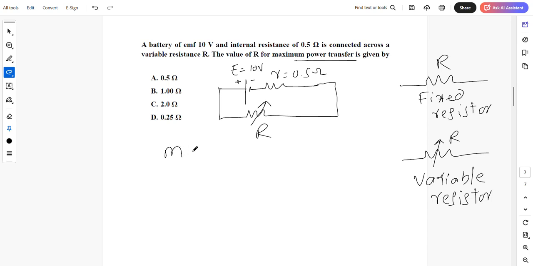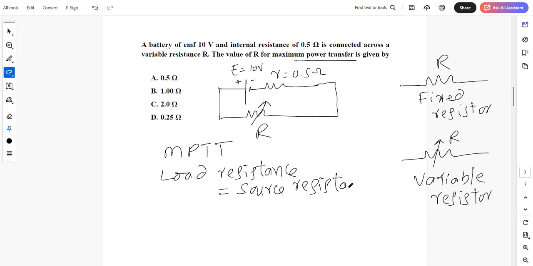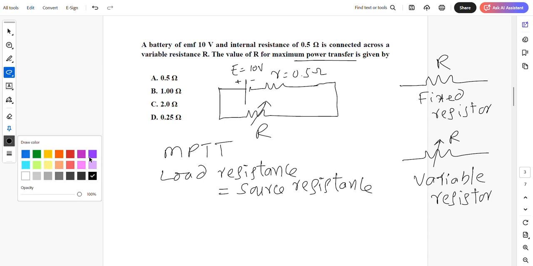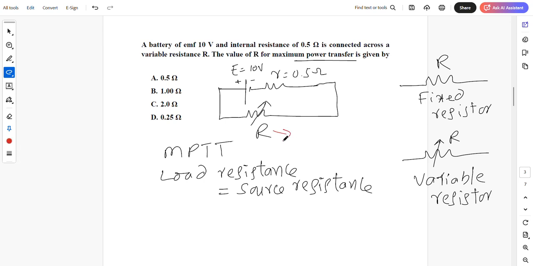For maximum power transfer, we know the maximum power transfer theorem. What it says is load resistance is equal to source resistance. What does it mean? Which is the load resistance? This is the load resistance, here the load is connected. Which is the source? This is the voltage source, and this is nothing but small r, the source resistance.